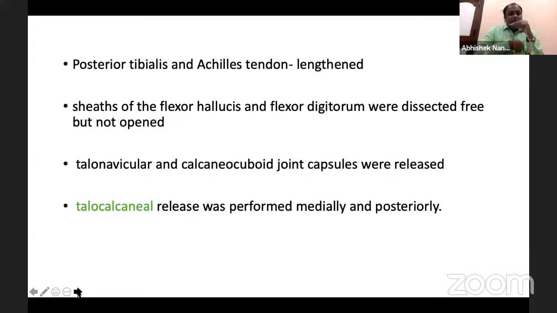So in Mackay, we generally release the posterior tibial Achilles tendon. Now the important thing here is the sheath of flexor hallucis and flexor digitorum were dissected free but not opened. This is one of the modifications which we have done, that the sheath of flexor hallucis and digitorum, we generally release it for an older child. But if it is a younger child, the sheath is not visible, so we have to do a formal Z lengthening. The talonavicular and calcaneocuboid joint capsules were also released, and the talocalcaneal release was done, but only medial and posterior. This was a difference in Mackay.